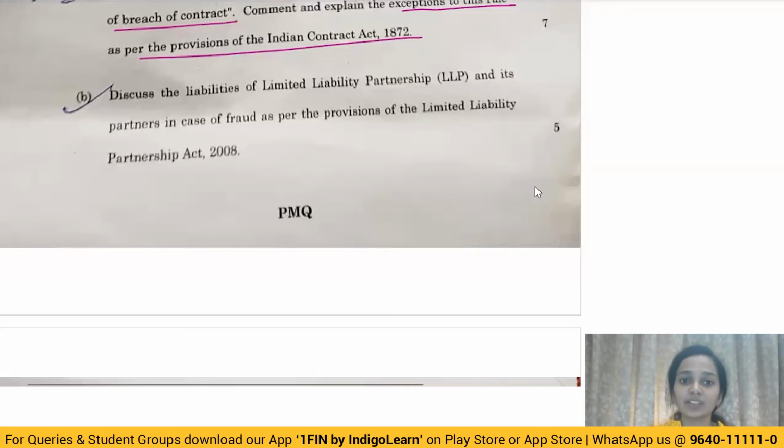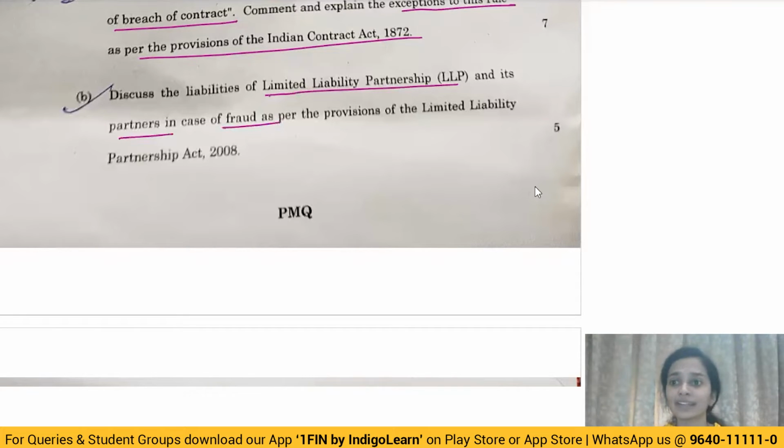Discuss the liabilities of a limited liability partnership and its partners in case of fraud as per the provisions of the LLP Act. Again, a direct question based on section 30 of the LLP Act. So liabilities of LLP and its partners. Liabilities of partners is limited. However, the liability of LLP is unlimited. And in case of fraud, the liability may be made unlimited depending on the situation.